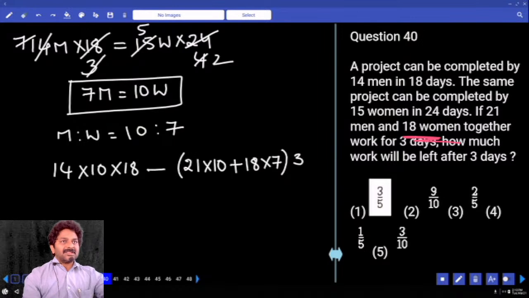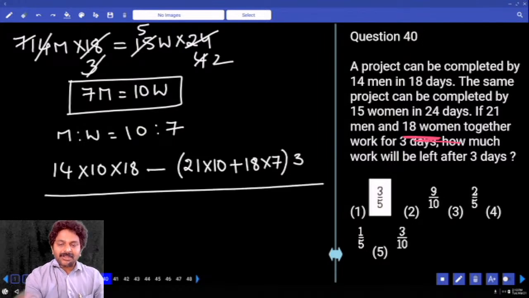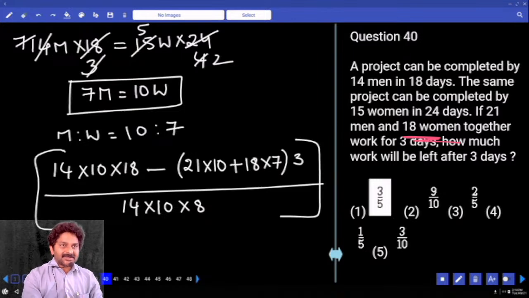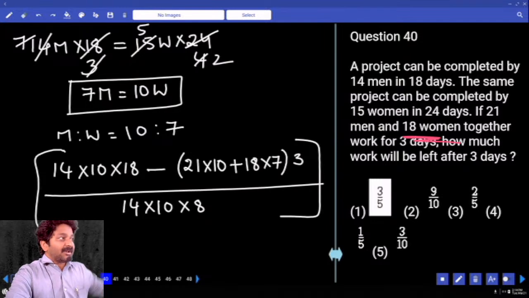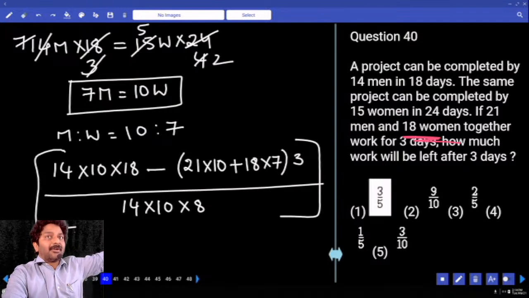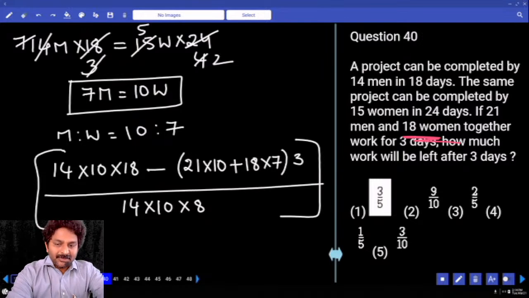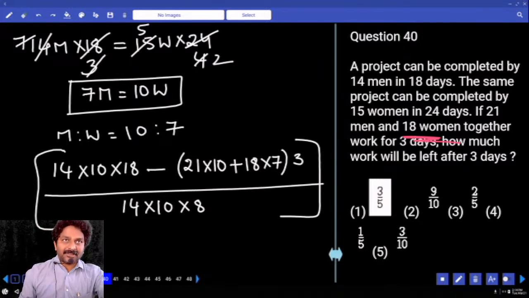Now you need to answer the question: remaining work. Correct. From the total work, you subtract the work done. This must be calculated with respect to total work. Total work is 14 into 10 into 8. When you simplify this, you'll get your answer. But this is one method. The problem with this method is that we don't have round figures because of the numbers, so if you use this method, it becomes lengthy. So the other method is suitable for this question. What is the other method?